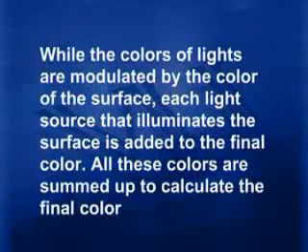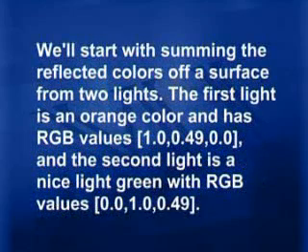While the colors of lights are modulated by the color of the surface, each light source that illuminates the surface is added to the final color. All these colors are summed up to calculate the final color. Now when we talk about summing up the colors, what we mean is that we are going to add up the color values together to form the final resulting color.